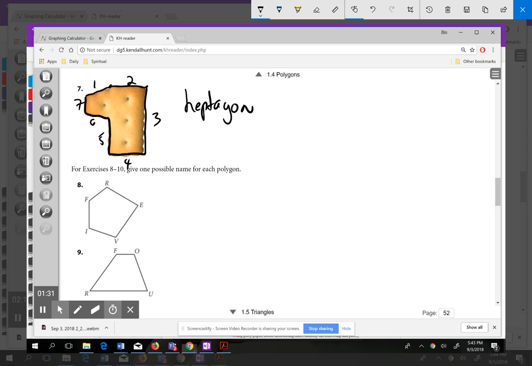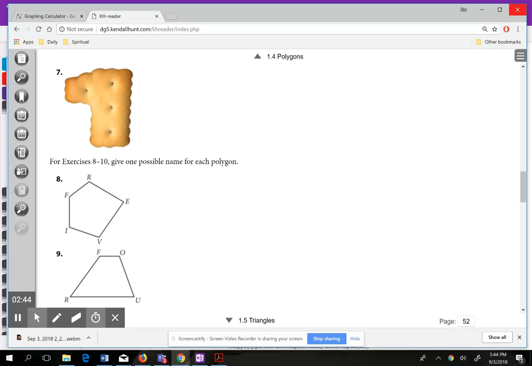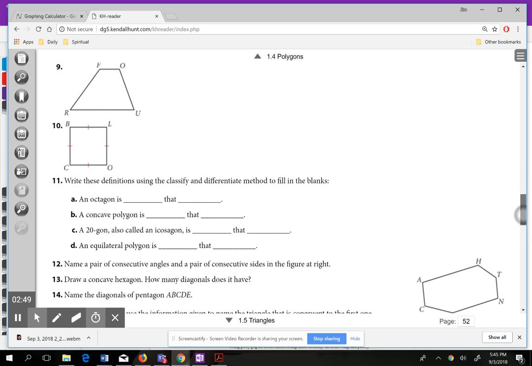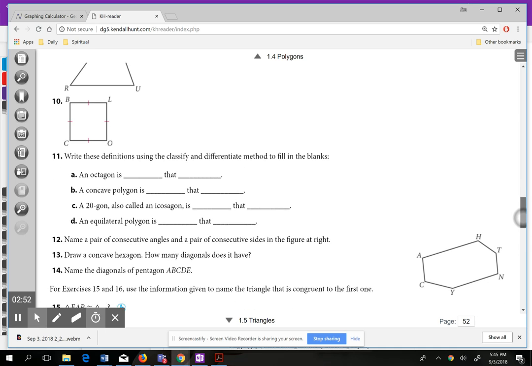In 8 and 9, give one possible name for each polygon. So you can start with any vertex and then just go clockwise, or you can go counterclockwise. So let's just do F, I, V, E, R. And the next one, we'll just do F, O, U, R. Okay. And then we're going to do 12, 13, and 15.